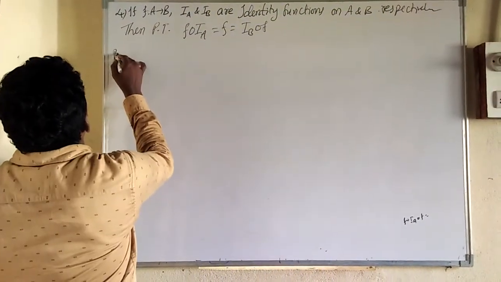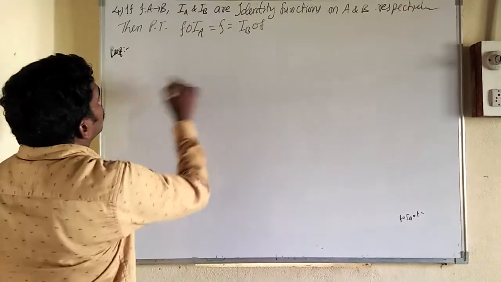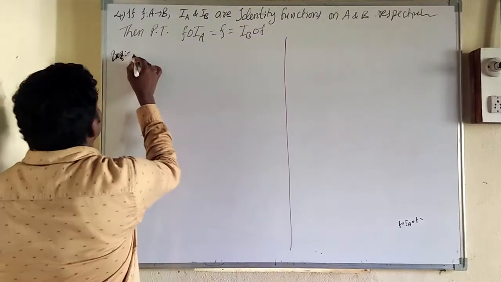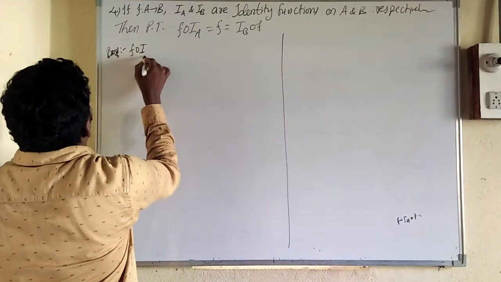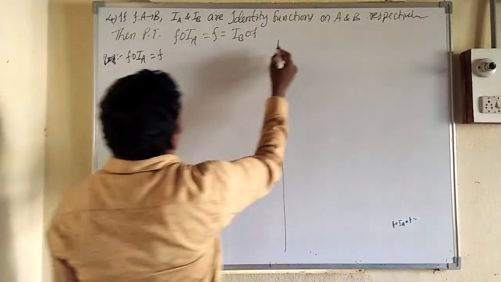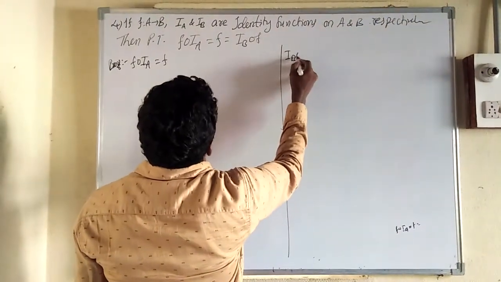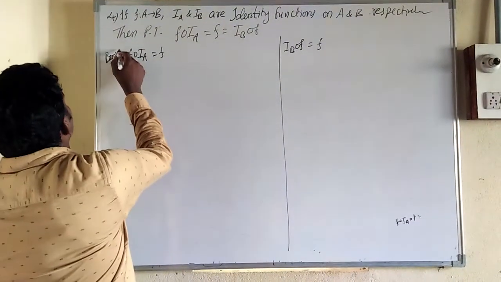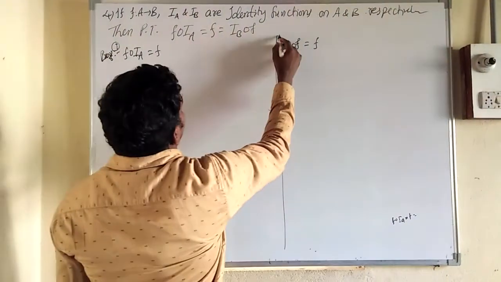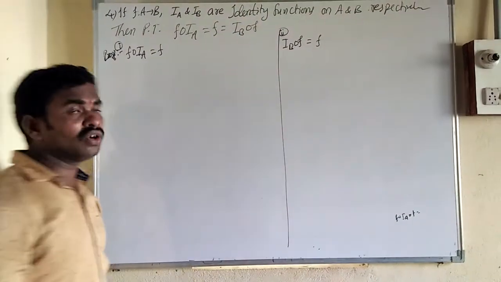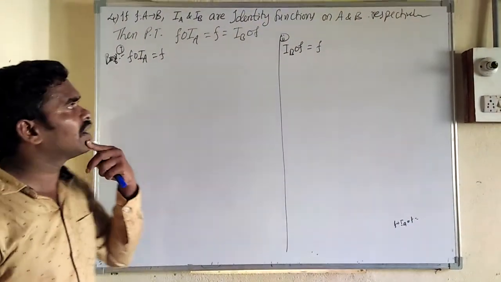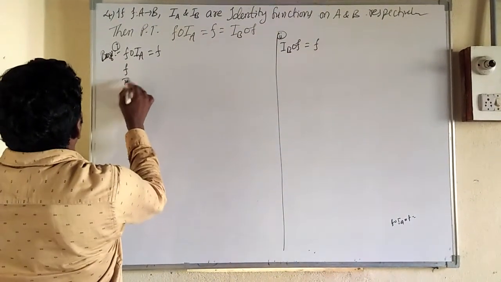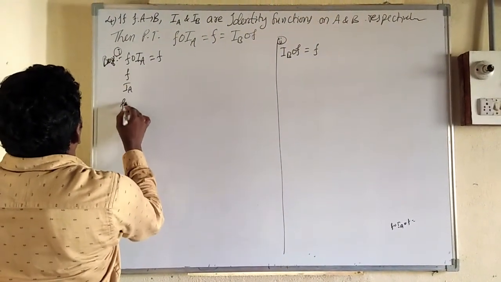Proof. Here also I am dividing into two categories. One is F circle IA equals F, and the second one is IB circle F equals F. First one, second one. I am dividing into two categories, two questions. Now tell me, what is F? What is the second one? IA. What is the third one? F circle IA.